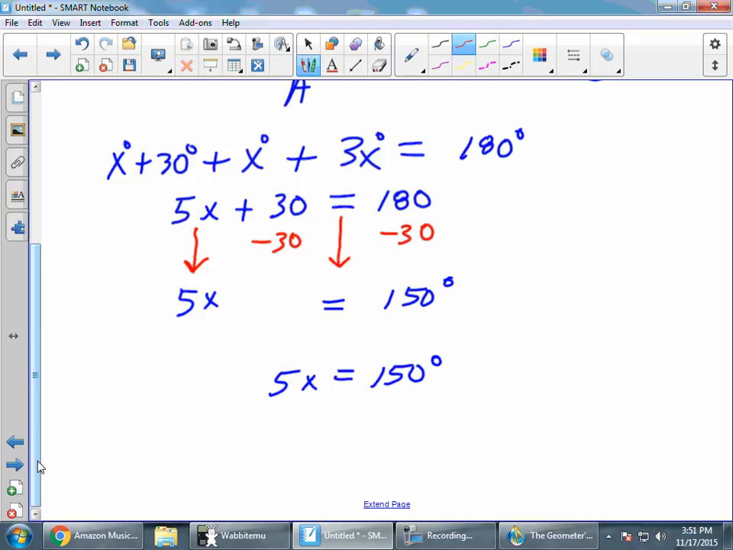And how are you going to solve for x when we have this coefficient of 5 right here? You're right. You're going to divide by 5 there. Whatever you divide by 5 there, the division property of equality tells us we have to do the same thing on the other side of the equal sign. That leaves us with x equals What's 150 degrees divided by 5? Well, that's 30 degrees. And we're done.